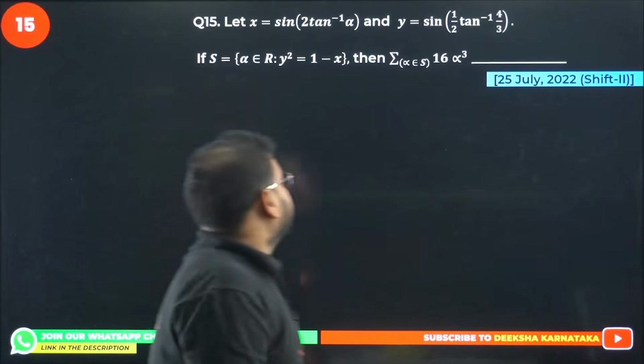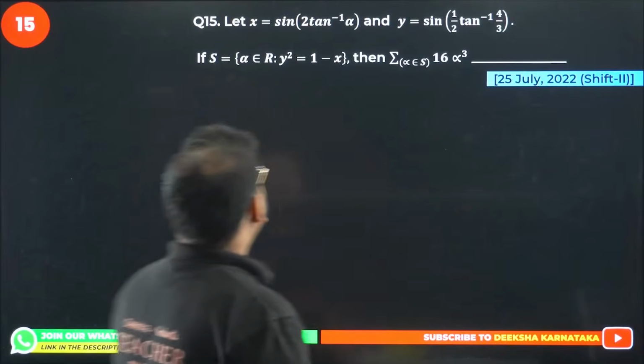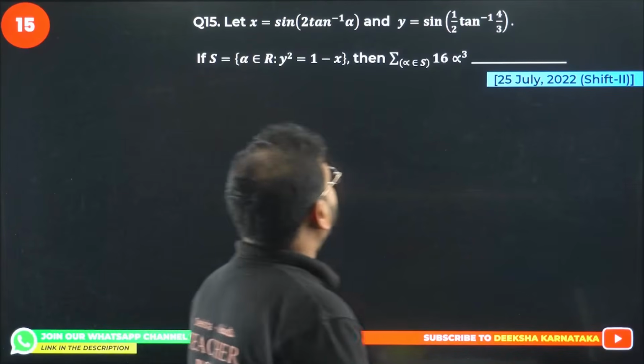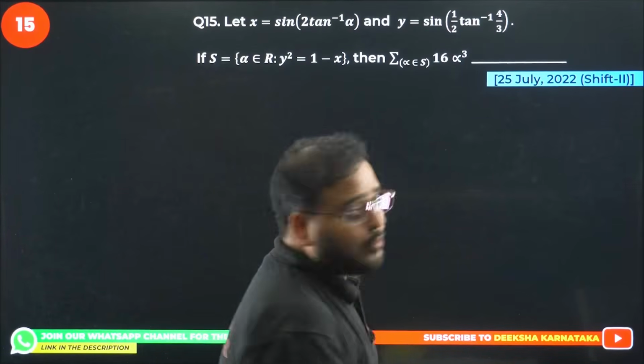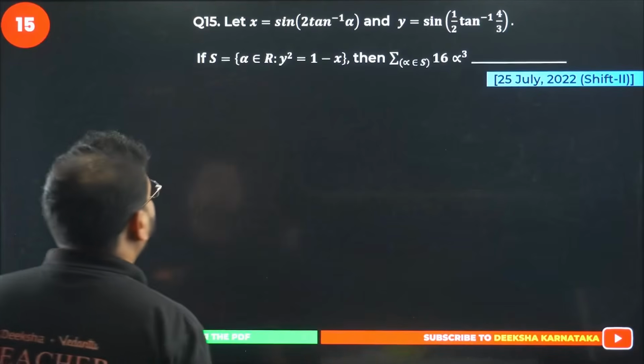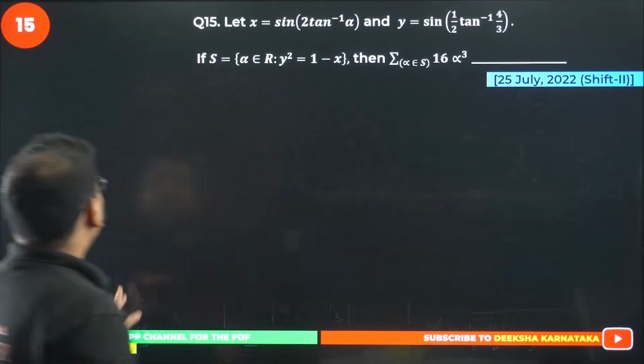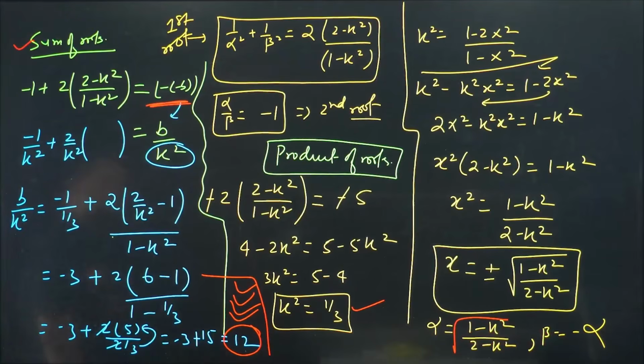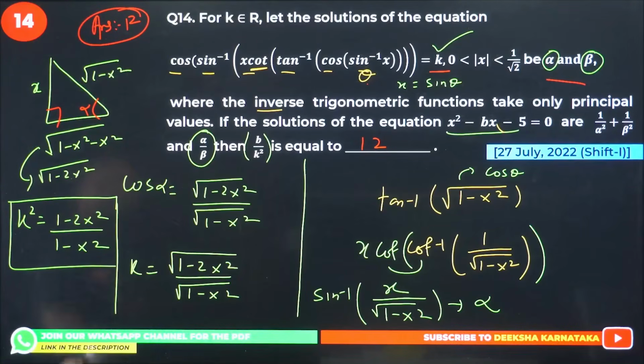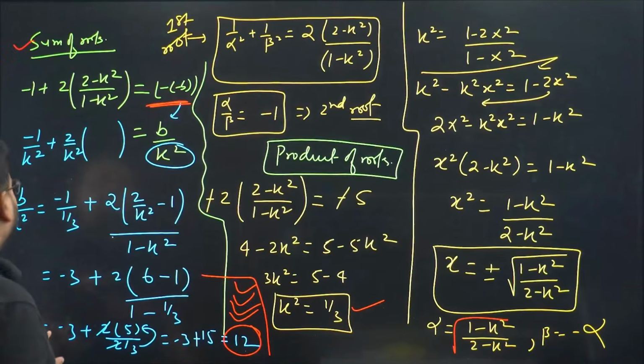All right. So 15th question. Let x equal to sine of 2 tan inverse of alpha, sine of 1 by 2 tan inverse of 4 by 3. Solve for this. Okay. So I hope this is clear, right? 14th one is clear. Have a look one more time. Let's solve 15th one now.